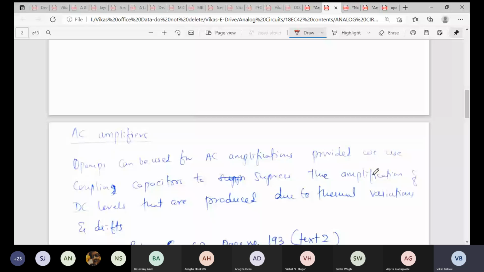Now I use the op-amp as an amplifier, but I want to amplify only AC, but I don't want to amplify DC. At that time I will be using something called a coupling capacitor. So coupling capacitors will play a crucial role in stopping the DC component entering the op-amp, thereby DC components won't be amplified. So this is basically what is present in the AC amplification and DC amplifications.